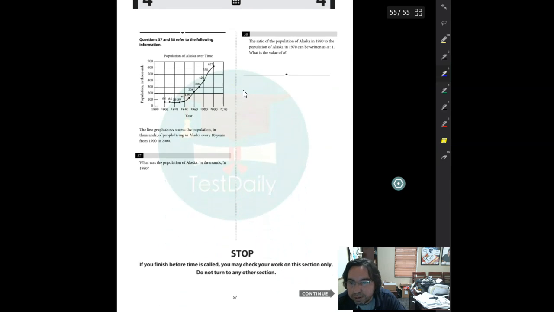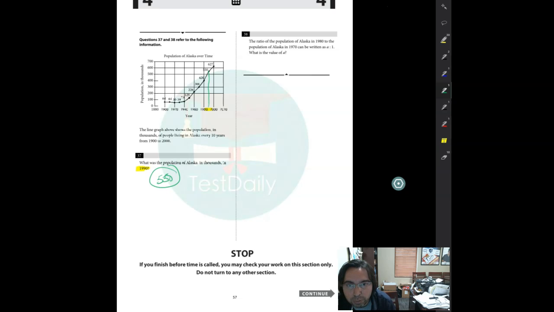Okay, 37 here. What we see in this one is a graph. It is asking what is the population of Alaska in thousands in 1990. So this is just a graphing interpretation problem. So we're looking at 1990. We see 1990 is in between these 2 years, and as I go up from here, we can see that it is at 550. So the answer choice is 550.